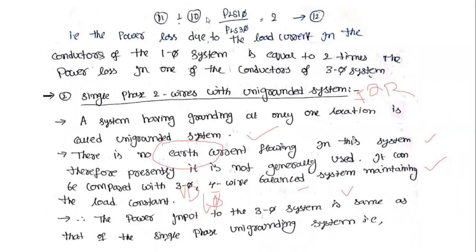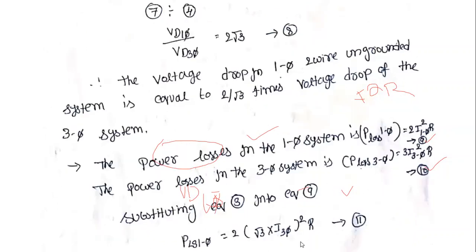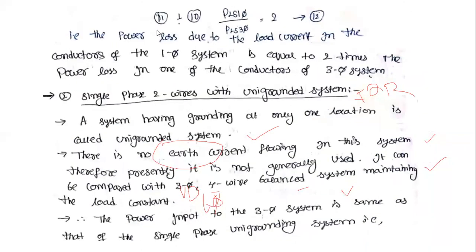Next, 11 divided by 10. The 11th equation is P single phase equal to 2√3 I three phase square into R, and P three phase is equal to 3 I three phase square into R. Substituting 11 divided by 10, we obtain power loss single phase by power loss three phase is equal to 2. Consider this as equation number 12.